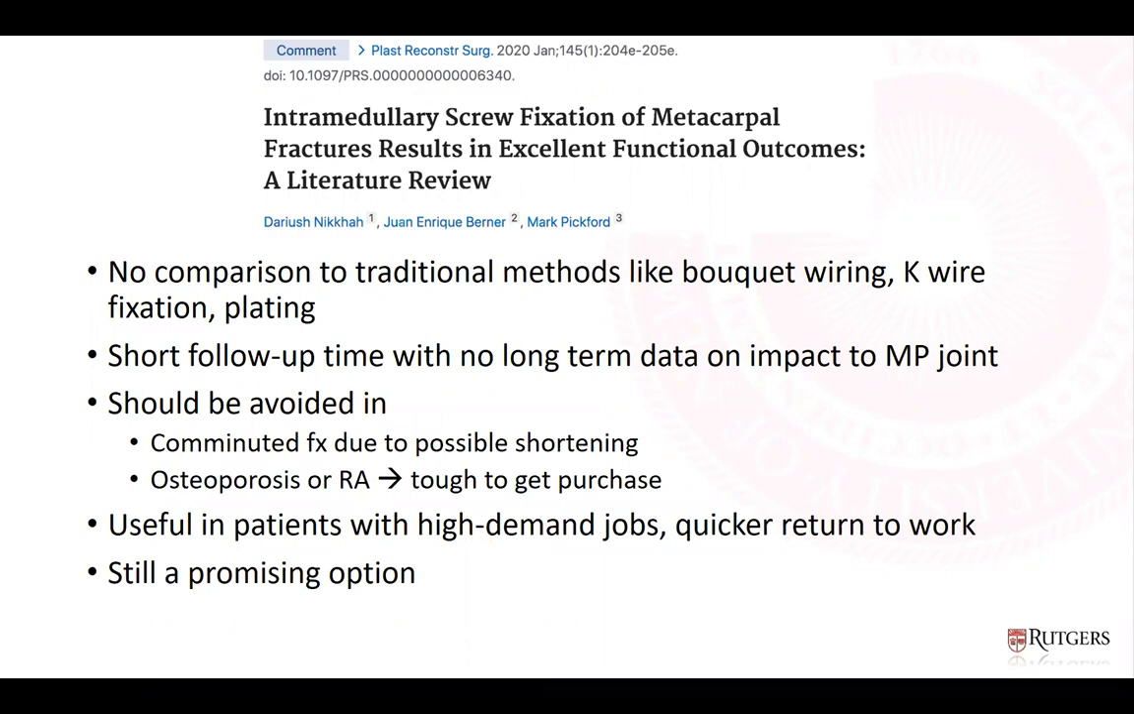So there's another comment that argues that it's hard to really draw comparisons to traditional methods that have proven to be very successful in treating these injuries, given that there's a short-term follow-up with no long-term data on the effect on the MP joint. They argue that it should be avoided in comminuted fractures due to possible shortening, and in osteoporosis or RA. Regardless, headless compression screws are a promising option for treating metacarpal fractures and have good early data. Longer-term follow-up and prospective studies are needed to further elucidate the indications for this technique.